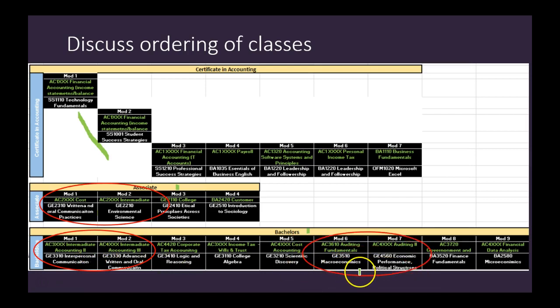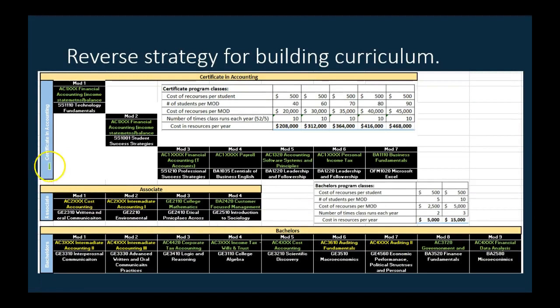And these two, auditing 1 and auditing 2, we're probably going to use the same book, and we might have a prereq issue there. I'm going to give a proposal on shifting between the associate and the bachelor's later that might solve this particular problem. So I'll put that in later.